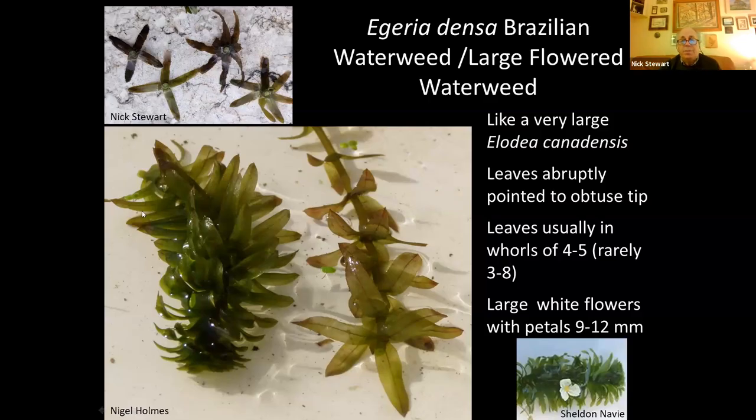And it does produce quite large flowers with obvious white petals. The normal Elodeas have quite small flowers, so you will find them quite regularly flowering. It produces a long stalk with a little white flower about a millimetre or 2 in diameter, whereas in Egeria densa the petals are quite a lot bigger.